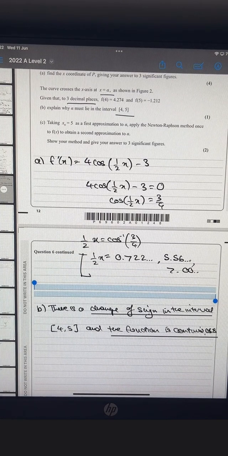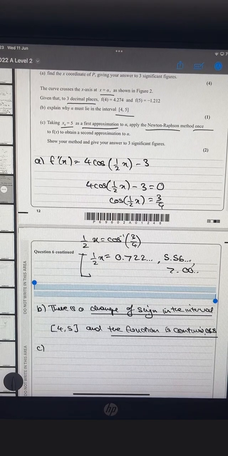All right. So part B, nice 1 marker. Now I need to do part C. Taking x0 is 5 as a first approximation to a, apply the Newton-Raphson method once to f of x to obtain a second approximation to a, show your method, and give your answer to 3 sig figs.